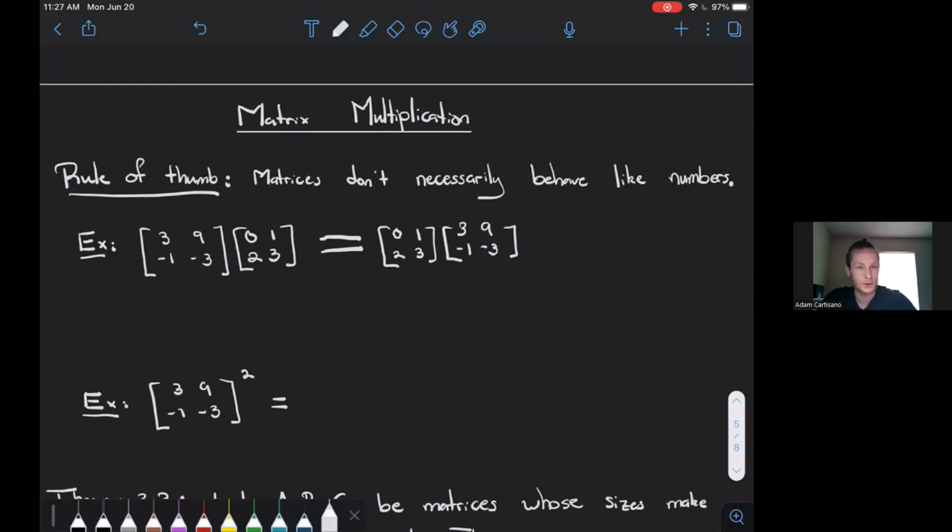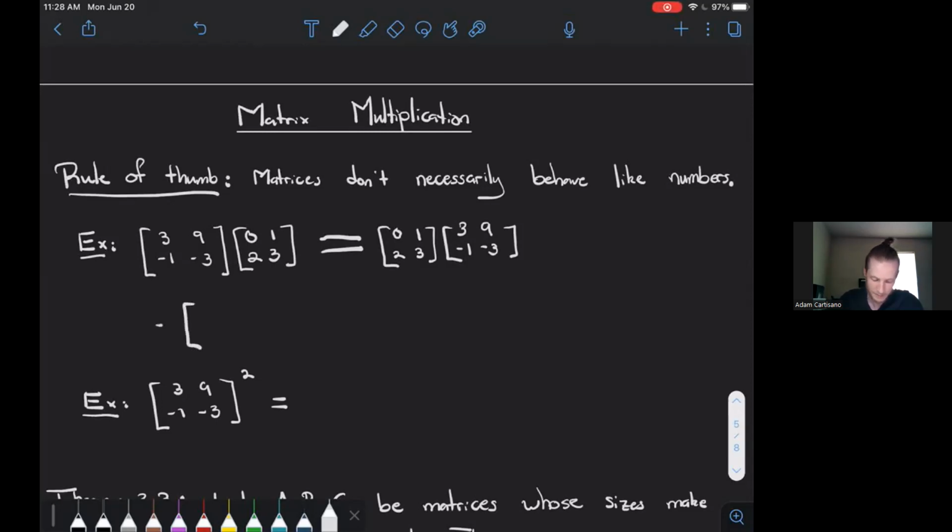So here I've got 2 matrices, 3, 9, -1, -3, and 0, 1, 2, 3, innocent 2x2 matrices. I've multiplied them together, and then I've switched the order of the product and multiplied them again. And I've written that they're equal, and you would just assume, yeah, 2 numbers, 4 times 5 is 20, 5 times 4 also 20. So surely multiplication commutes. Let's investigate.